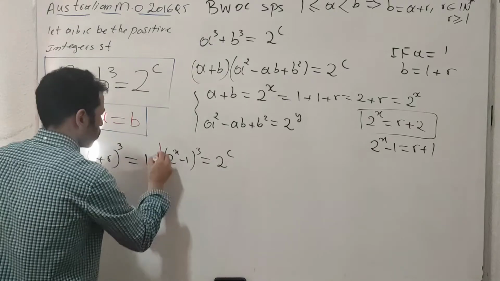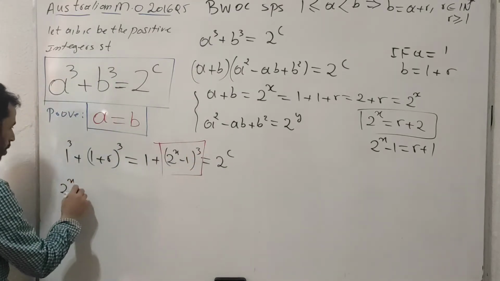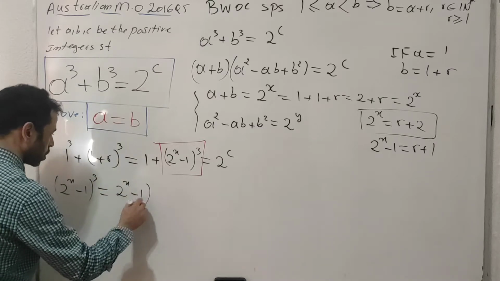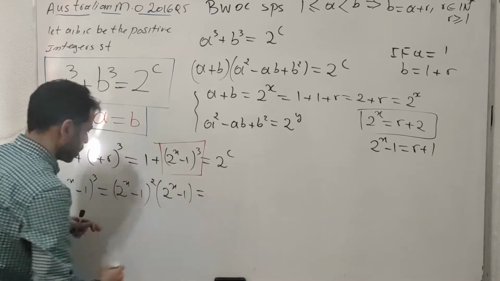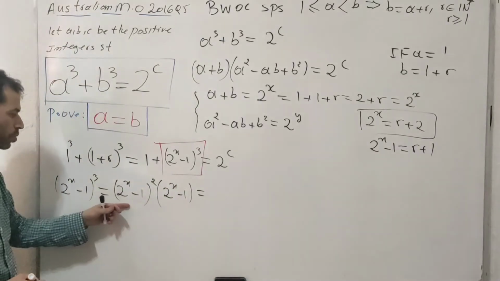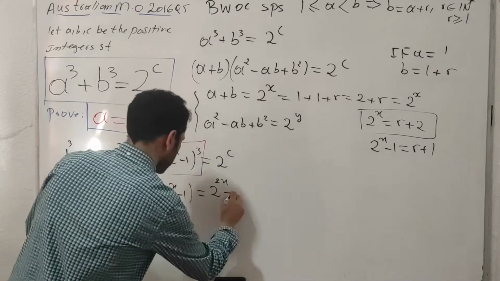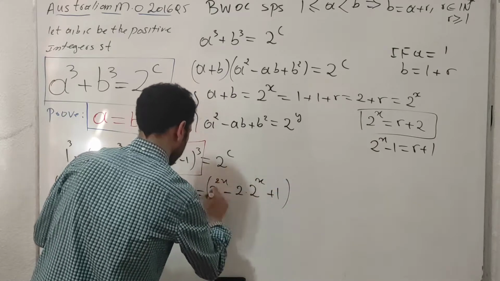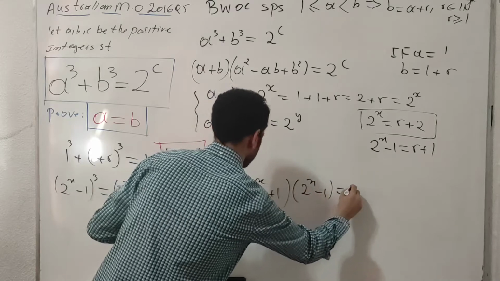I'm going to factor this to see what it gives us. The cube of (2 to the x minus 1) gives us (2 to the x minus 1) squared times the factor (2 to the x minus 1). I'm going to distribute and simplify this, which gives us 2 to the x. We'll have 2 to the 2x minus 2, multiplied by 2 to the x plus 1, times the factor 2 to the x minus 1, equals 2 to the c.